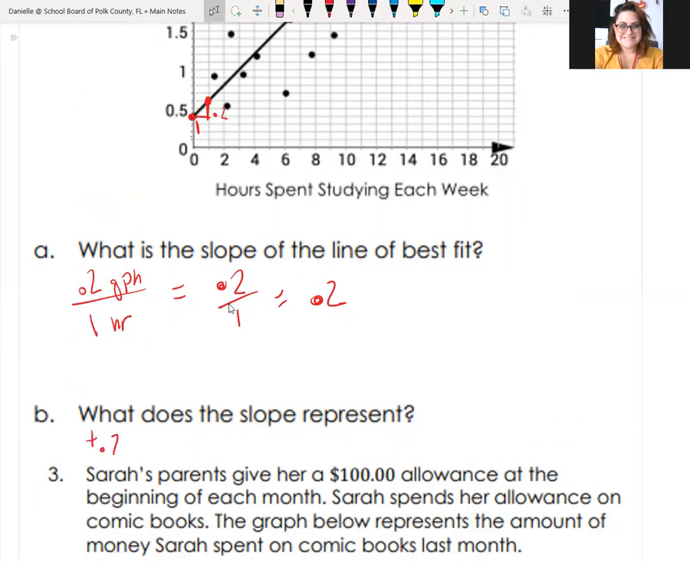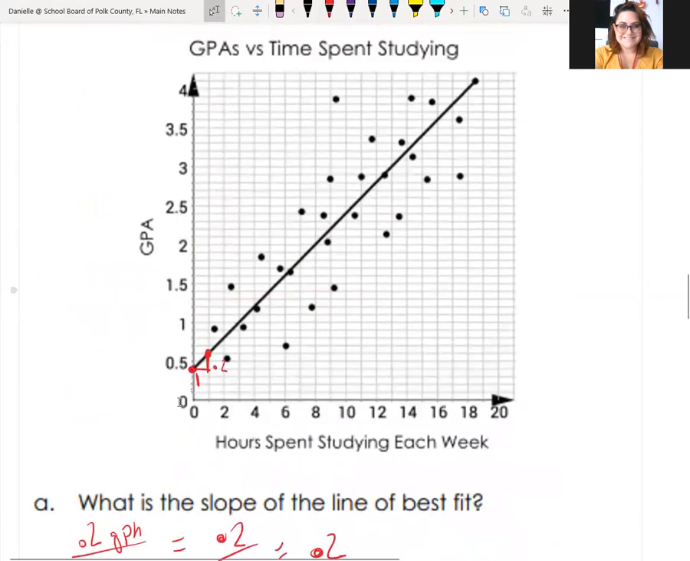We'll say +0.2 for GPA every hour you study. And that was for the average student. That was for the majority of them. Because notice there are some people that are outliers, like this guy's got 1 for every 1 hour.